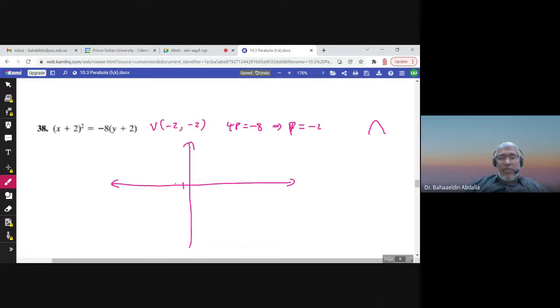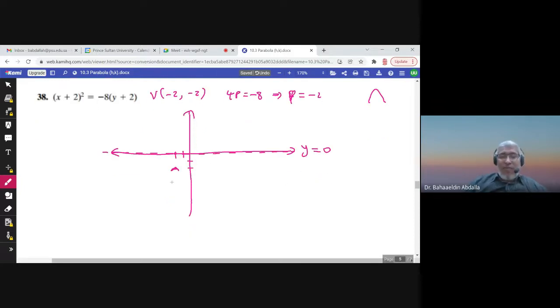-2, plot the vertex first, and the graph opens down. Absolute value of P is 2. If I go 2 units up, I graph the directrix. So this is the equation of the directrix. If I go 2 units down, I find the focus. So the focus has coordinates. The x coordinate is -2. The y coordinate is -4. And you can sketch the graph.